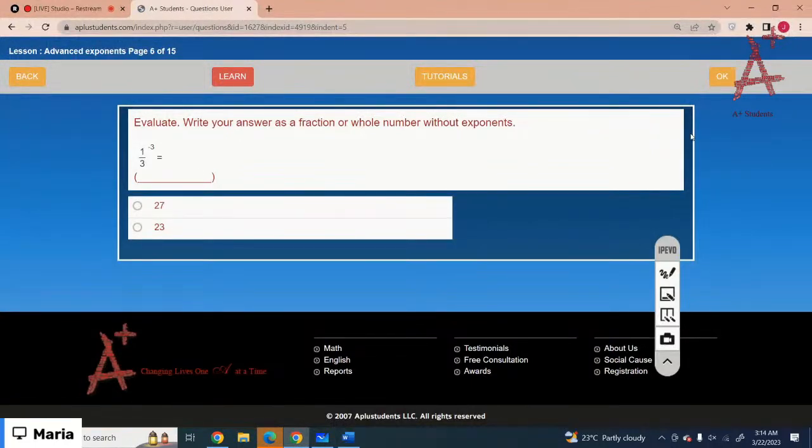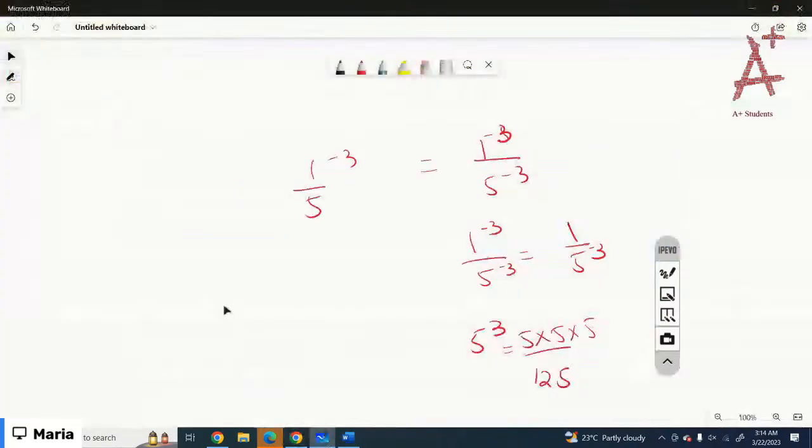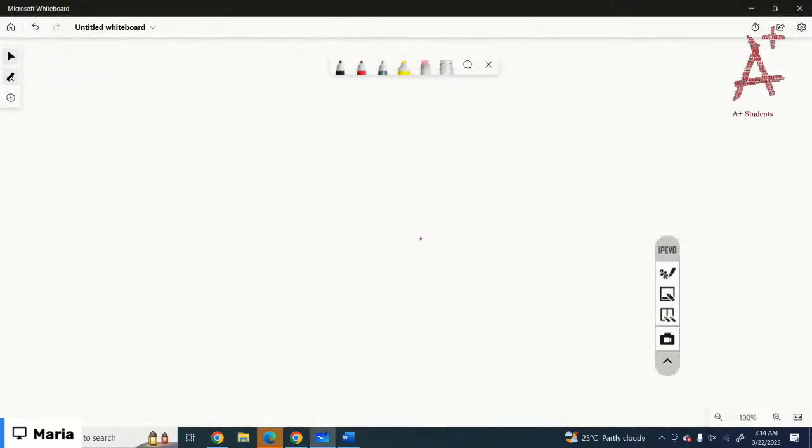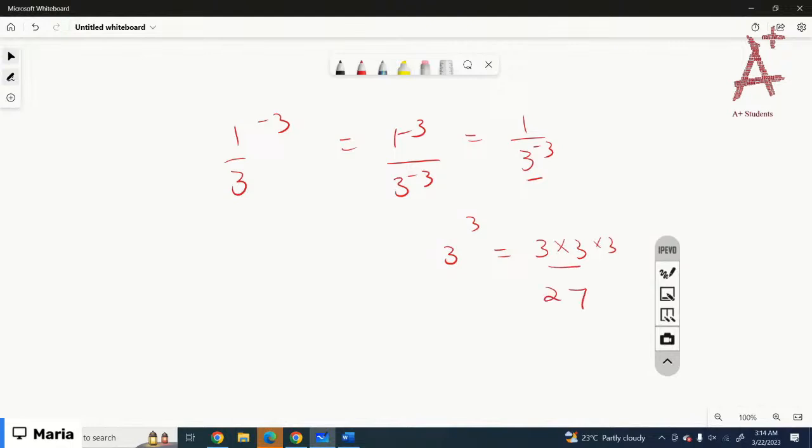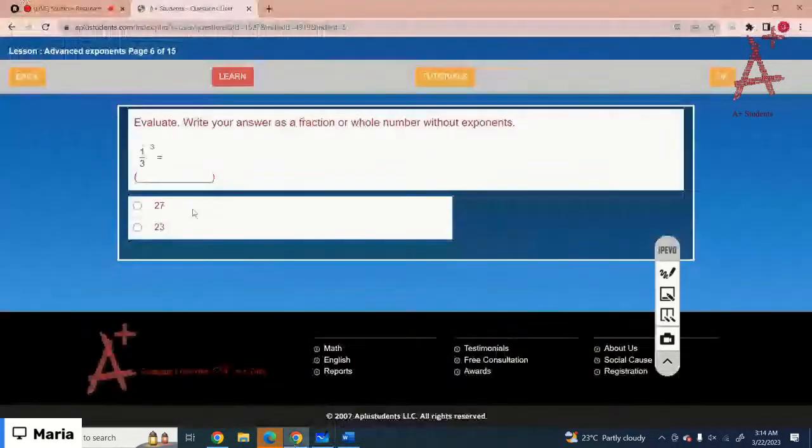Okay, the next one is 1 over 3 exponent negative 3. So which is the correct option? That means it would be 1 exponent negative 3 divided by 3 exponent negative 3. So 1 exponent negative 3 is 1. Just make this exponent positive by shifting it from denominator to numerator. So it would be 3 exponent 3. So you need to do 3 times 3 times 3. 3 times 3 is 9, and 9 times 3 is 27. So the correct option is 27. Got it?